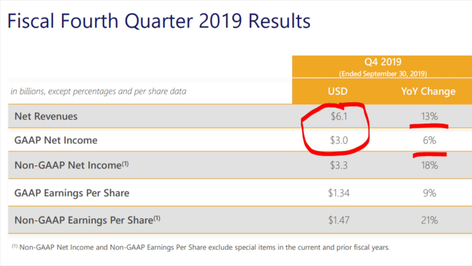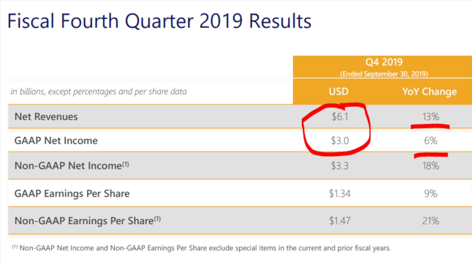Visa's growth comes from their strong moat that is also reflected within their extremely high net profit margin. If you look at their profit margins, net revenues are just 6 billion for the quarter and net income is 3 billion. That's a net profit margin just shy of 50%. Non-GAAP net income is above 50%. This means the company has a huge moat.